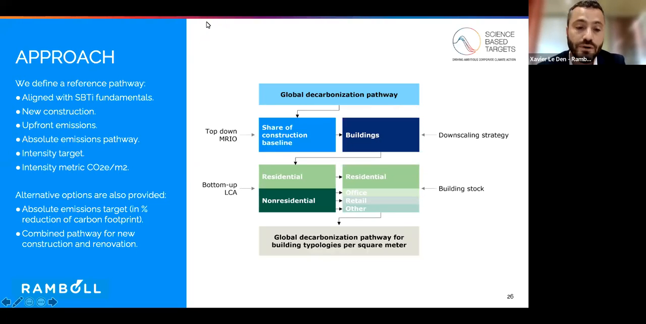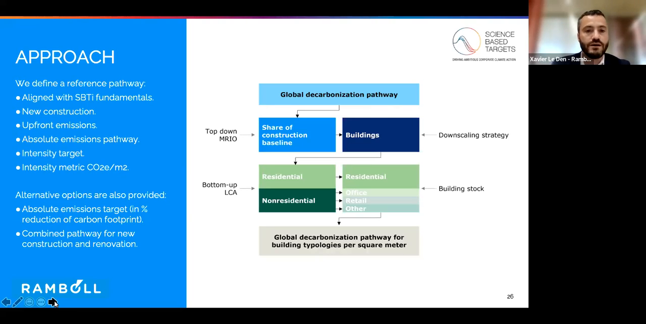We have been working more specifically on the embodied carbon pathway, which is fairly new. What we do here is to define a reference pathway that is aligned with the SBTi fundamentals that have been presented in the introduction. We focus on new construction, and we focus on upfront emissions in new construction. So basically those emissions that come from the production and the construction modules of the life cycle of a building. And we derive an absolute emission pathway from which we deduct intensity targets that are measured in CO2 equivalent per meter square.